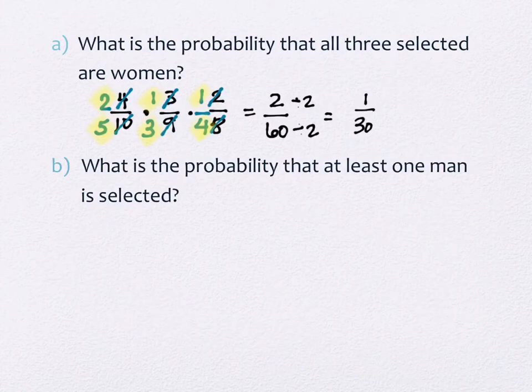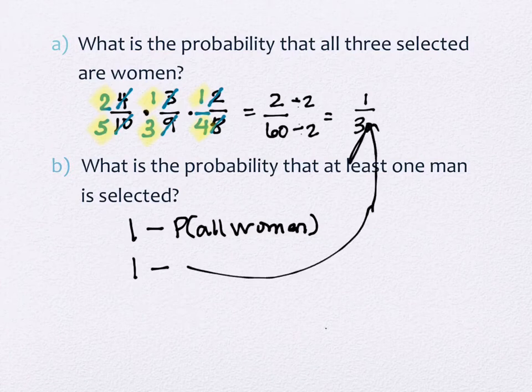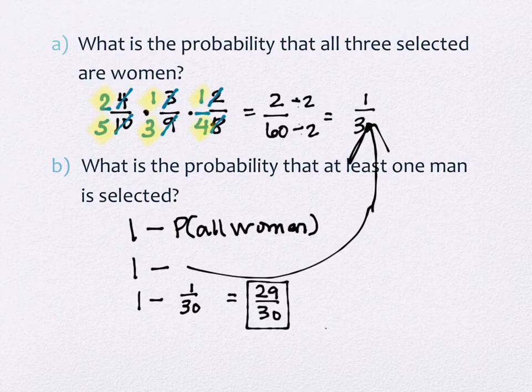The easier way to do the problem is to recognize that this is 1 minus the probability of having all women. In other words, it's 1 minus the probability that we just got, over here. We already found the probability of having all women. It was 1 out of 30. So if I take 1 minus 1 out of 30, what's that going to give me? 29 out of 30. And that's a lot faster than doing 7 separate multiplications and then adding, right? Oh yeah, lots faster.